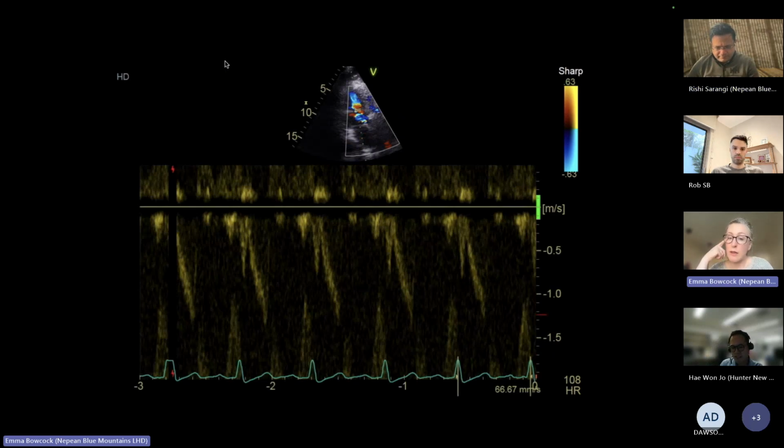This does show obviously mid-cavity obstruction as well, with aliasing. What you can see at the bottom here, Rishi, is at the top above the baseline the mitral inflow. So you've got your E and A, so always look at the timing, and what you're seeing is the tip of the E and the A wave at the bottom. You see that? So you've got the wraparound.